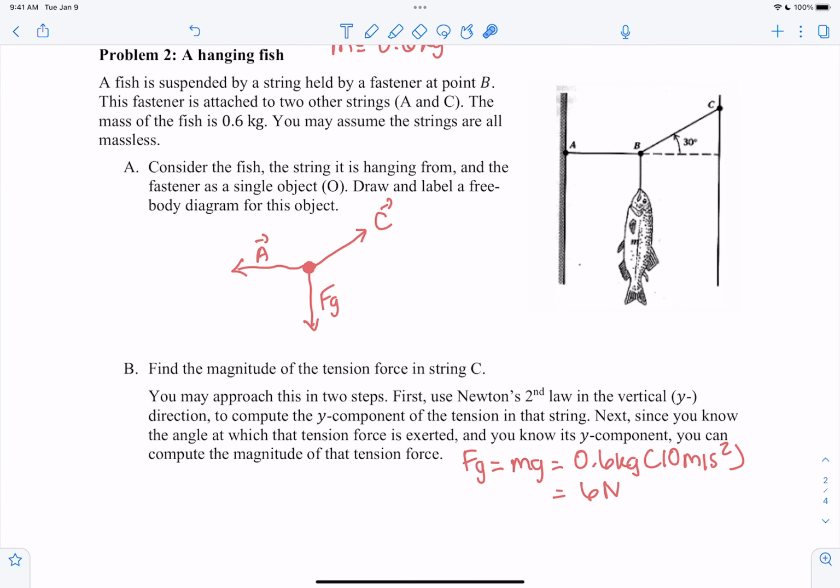What can we do? This is kind of far into the problem, but I just want to see if you guys have an understanding of what the next step is. Yep, excellent. We're going to do some trig. You can use trigonometric functions, and we have this angle here that's 30 degrees, and from that value of Cy and this angle, we can figure out the magnitude of C.